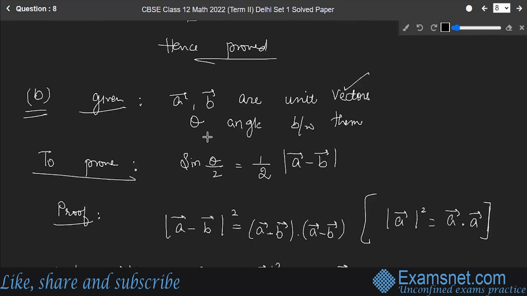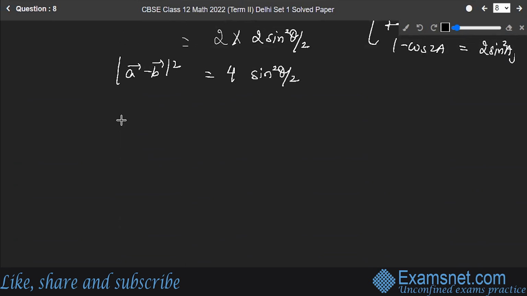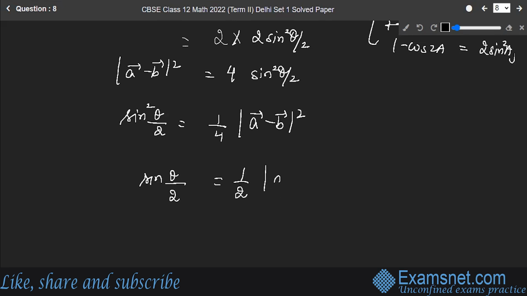So what you had to find out in the question was sine theta by 2. Okay, fine. So sine square theta by 2 is equal to 1 by 4 magnitude of A minus B vector whole square, or sine theta by 2 is equal to 1 by 2 the magnitude of A minus B vector. This is what you needed to prove, hence proved. Hope you got that. Let's move to the next question then.